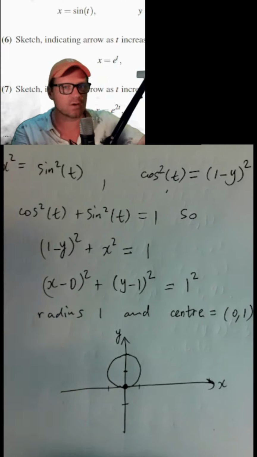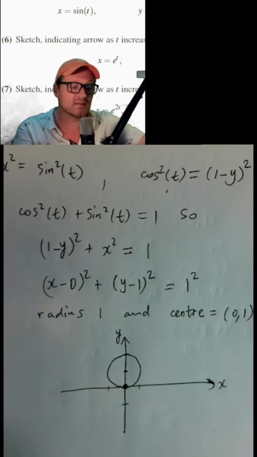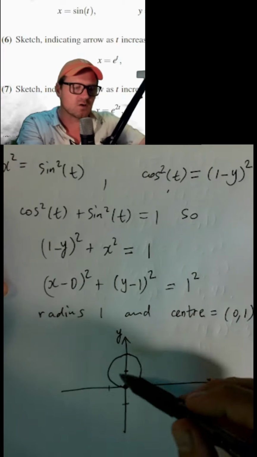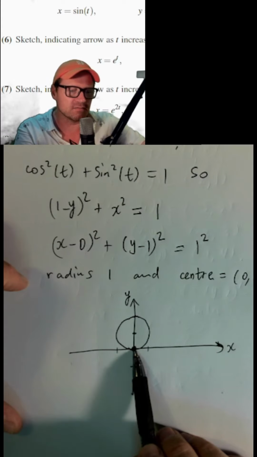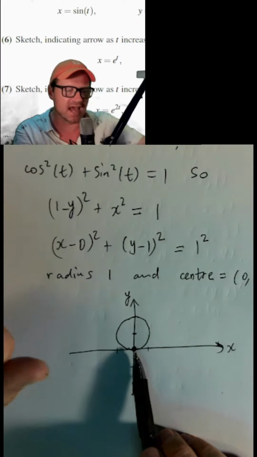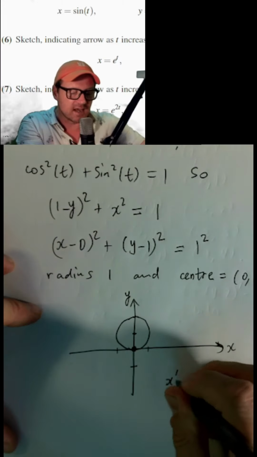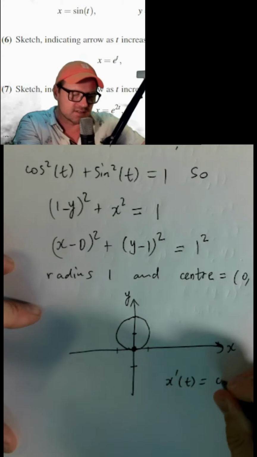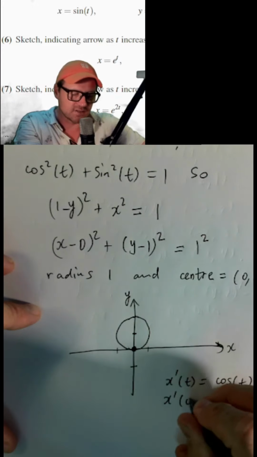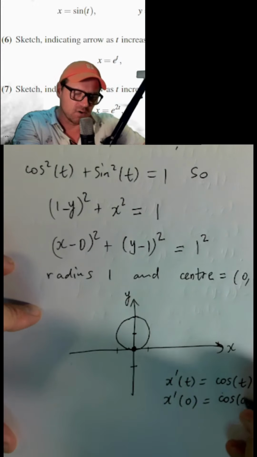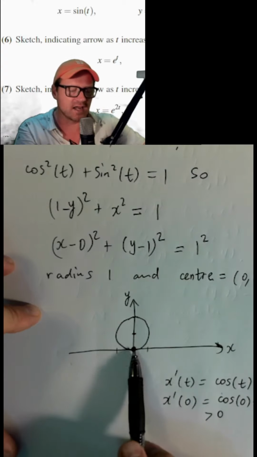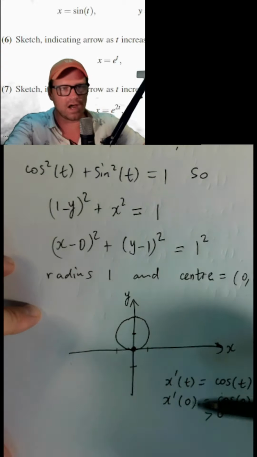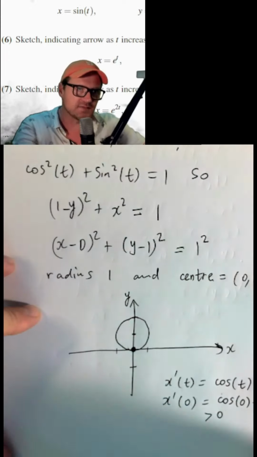So now the question is, how do we determine which way this is? Is it counterclockwise or is it clockwise? And so to determine that, if we just fix the point 0, 0 and look at the derivative, what's going on with x dash, what's going on with y dash. So x dash as a function of t is cos of t. So x dash of 0 is cos of 0, which is 1. And that's positive. So that says it's going left to right at 0, 0. Now the y should be increasing as well at that point.